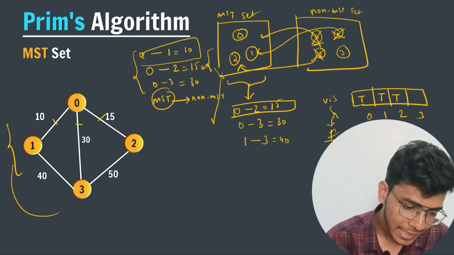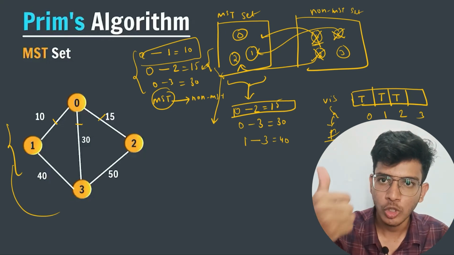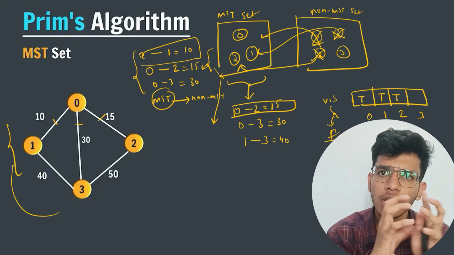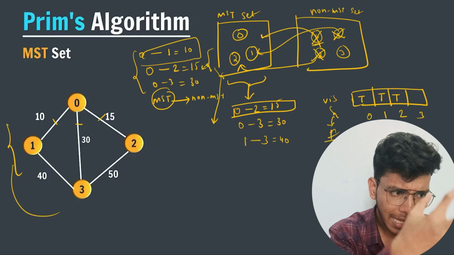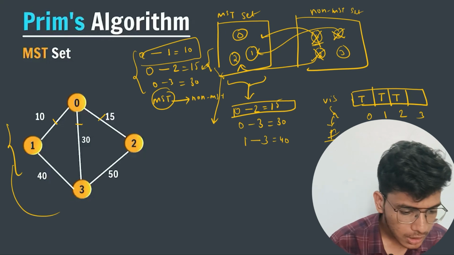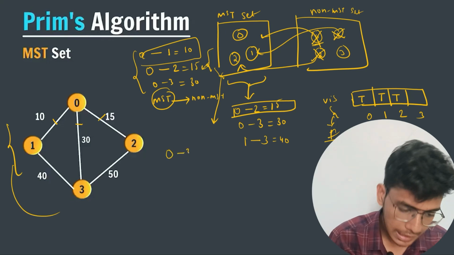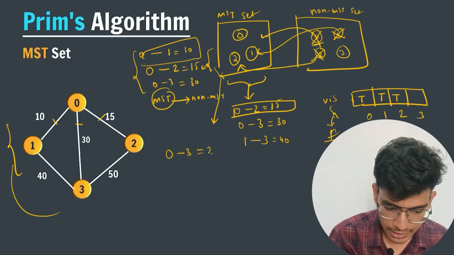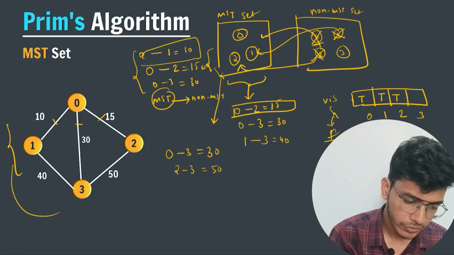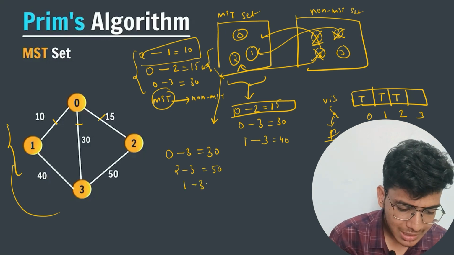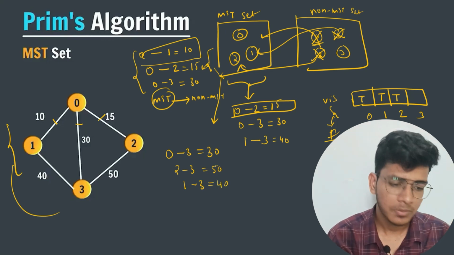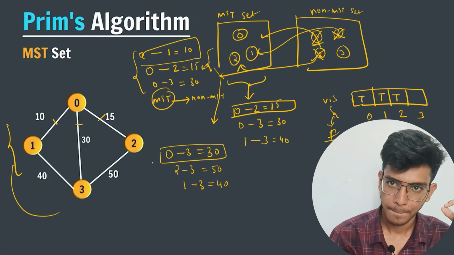Now I will see the current diagram. In the MST set I have 0, 1, 2, and in the non-MST set I have only one node, which is 3. So I will try to make connections with the existing non-MST element. Here 0 has a connection with 3 and the cost is 30, 2 has a connection with 3 and the cost is 50, and 1 has a connection with 3 and the cost is 40. Now my question is, which one is minimum? The minimum is this one.